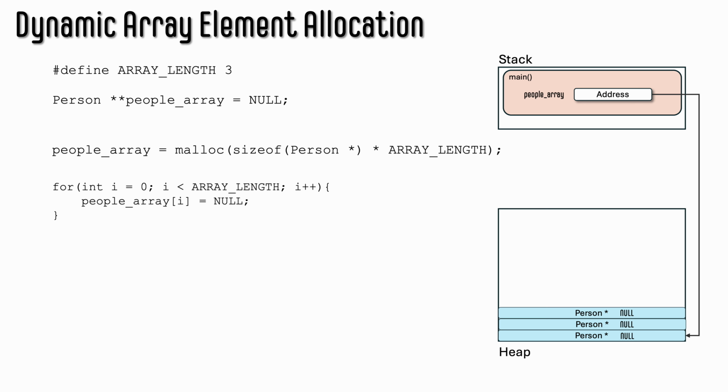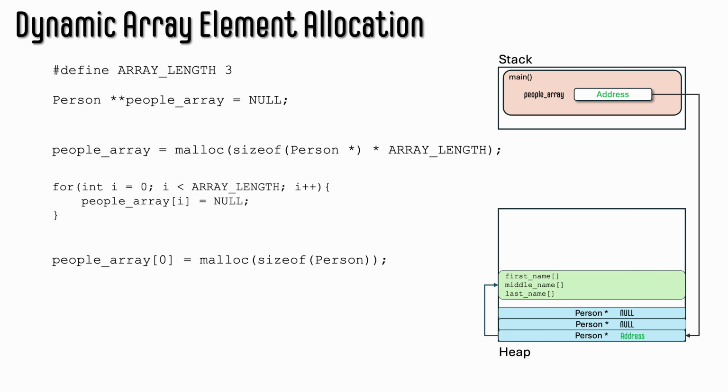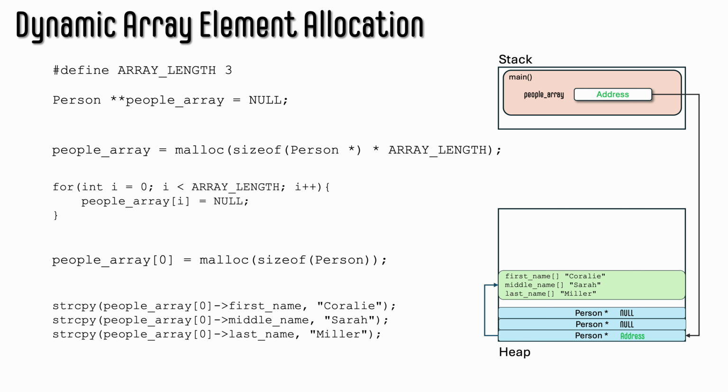And then I'm setting each element to null just to make sure it's set to null. Then I'm going to dynamically allocate, in this particular case, a person structure. So for the first element of the array, you can see on the right-hand side in the heap, I have actually created an object in memory of type person. At this point, we cannot trust that the strings are set to any default, so we're going to have to set the strings to some value.